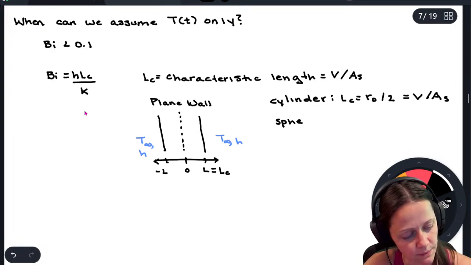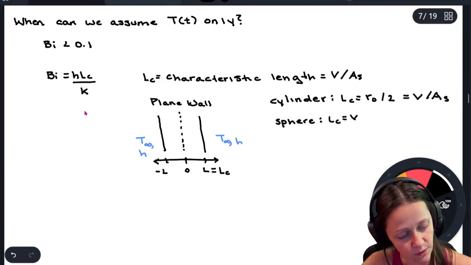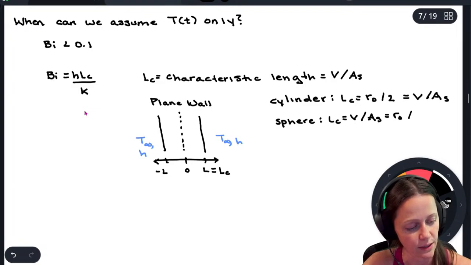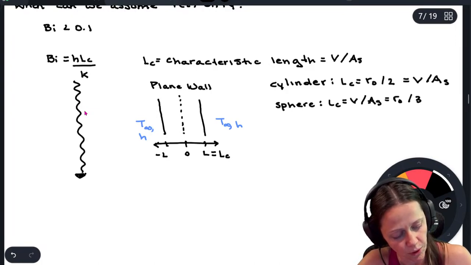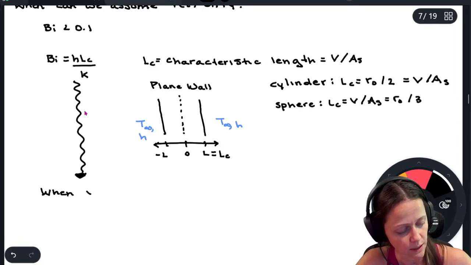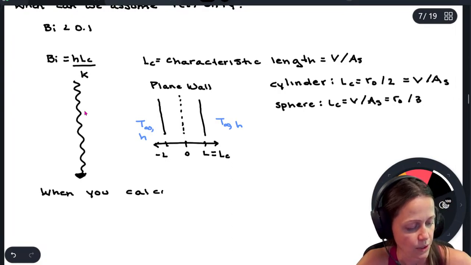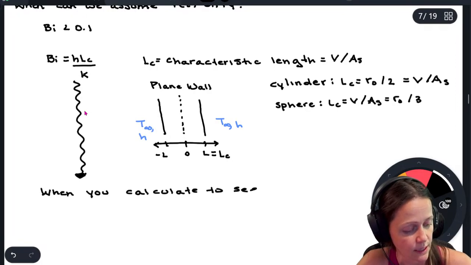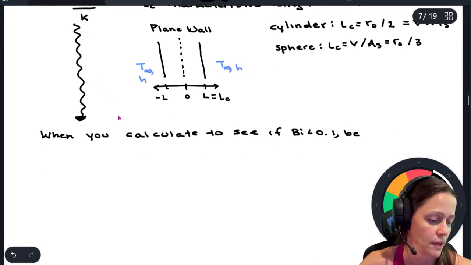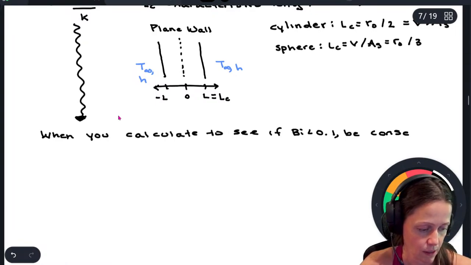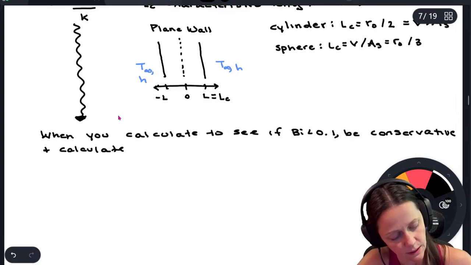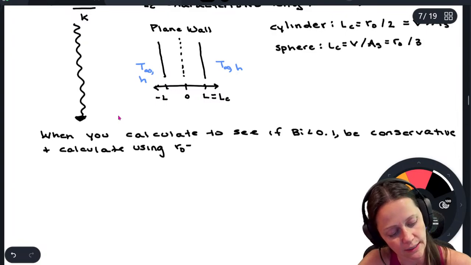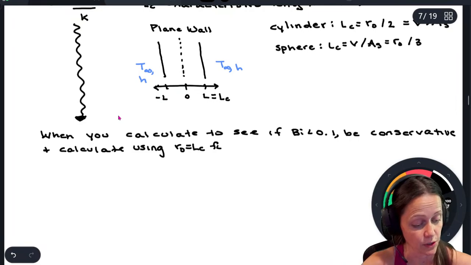And then for a sphere, that Lc, which again is volume over the surface area, is R0 over 3. Okay. So when we're deciding, when you calculate to see if that Biot number is less than 0.1, it's recommended to be conservative, and calculate using an R0 equal to that Lc for a cylinder and a sphere.